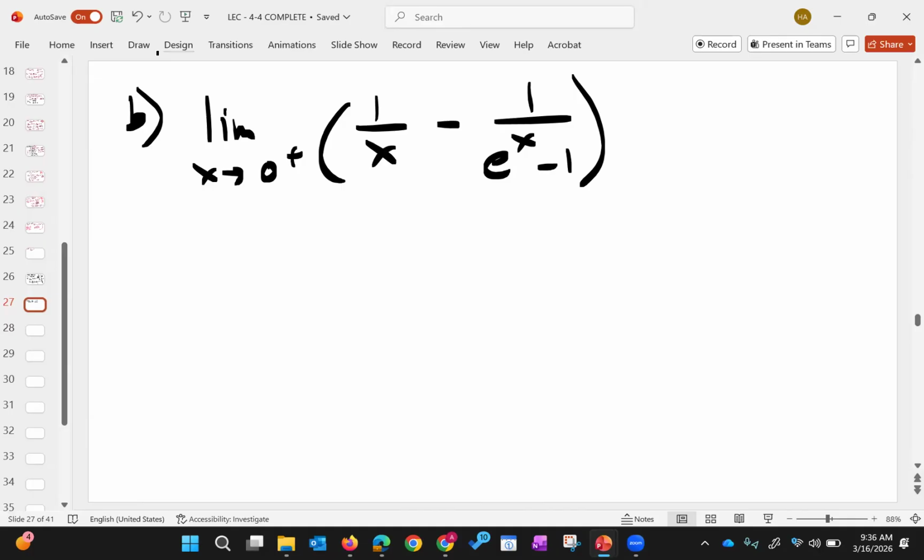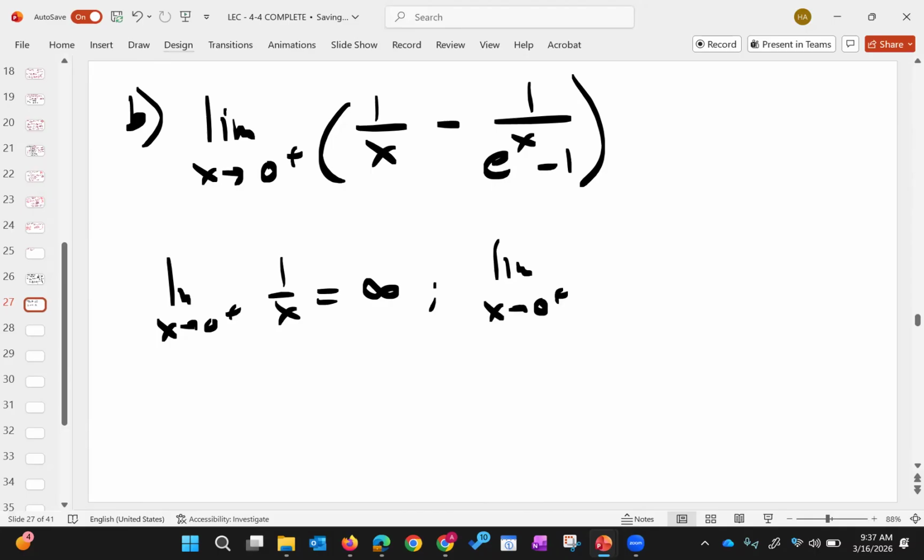All right, so let's see. I see a subtraction symbol here, so I'm looking for infinity minus infinity. So we have to think about this first. What is the limit as x goes to 0 from the positive side of 1 over x? 1 over 0.0000000000001, which is infinity, right? Cool.